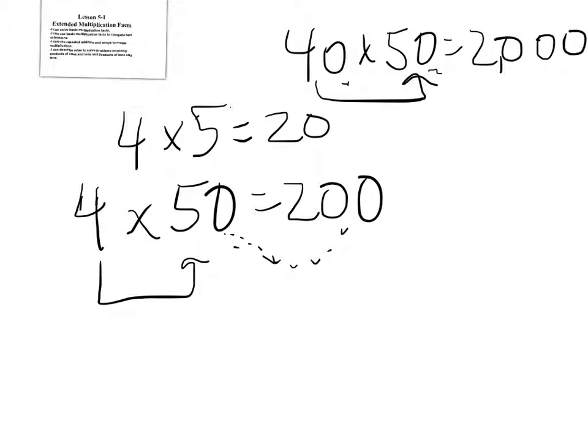It's actually easy, but a lot of us will run into problems here and not put the 0 on because we see the 0 from the basic multiplication fact.